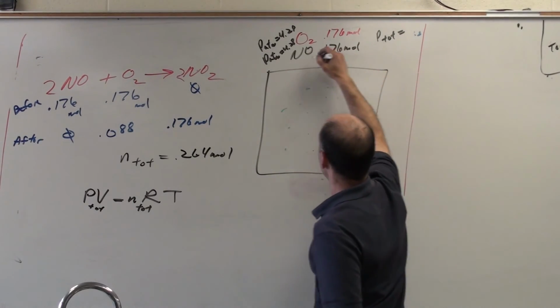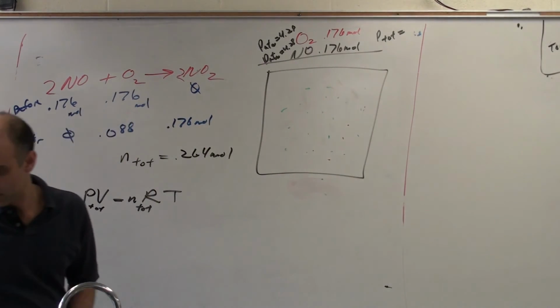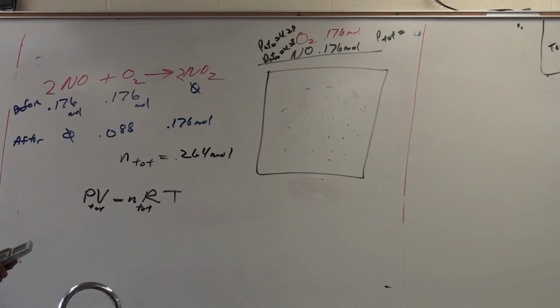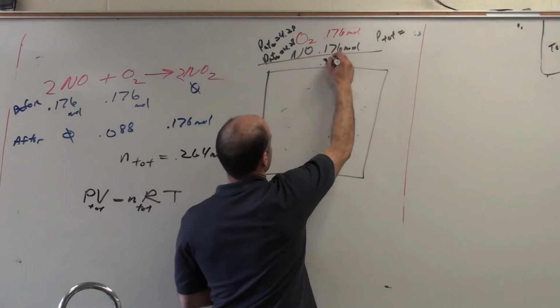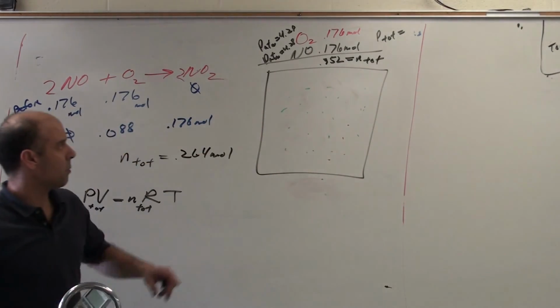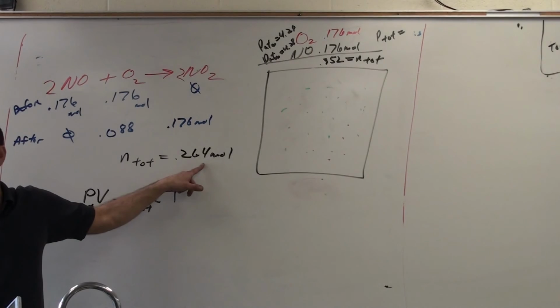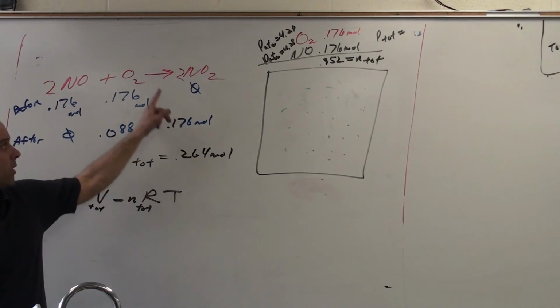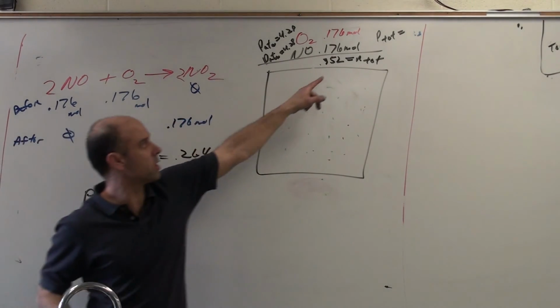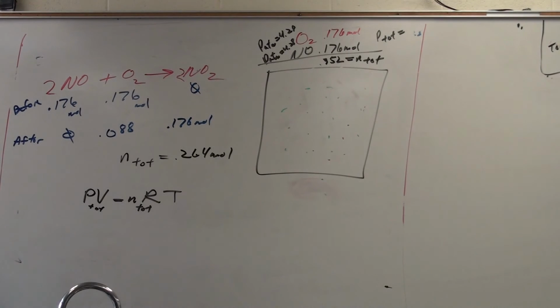If I add up the moles, that would be 3.52. So what happened to our total number of moles? It decreased, right? Now they gave us some nice numbers. How much did our total number of moles decrease by? It should be decreased by 3/2.